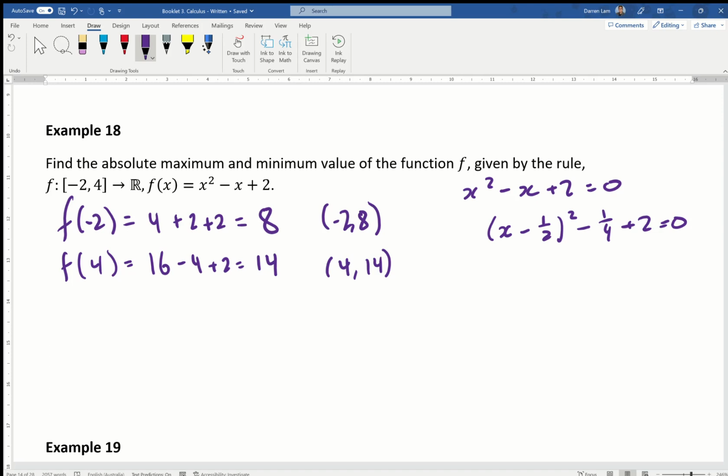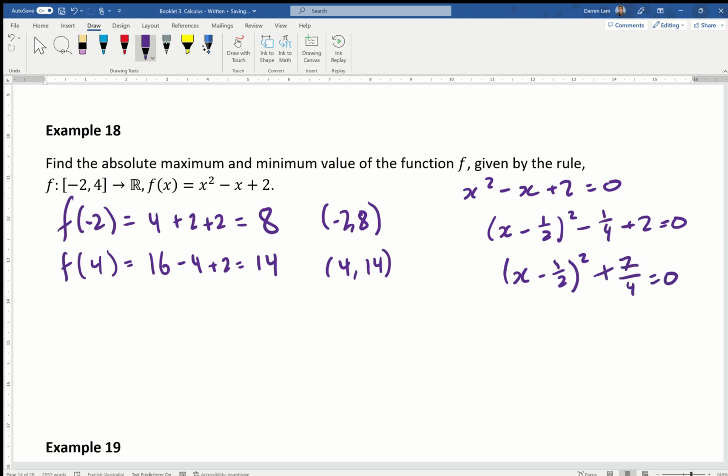True. You know what? I didn't even think about that. You're right, but I'm not going to bother trying to find the x-intercepts. There's a reason for that. I'll just keep working through this so I can show you what I mean. (x minus a half) squared, that becomes 7 over 4. So plus 7 over 4 equals 0.